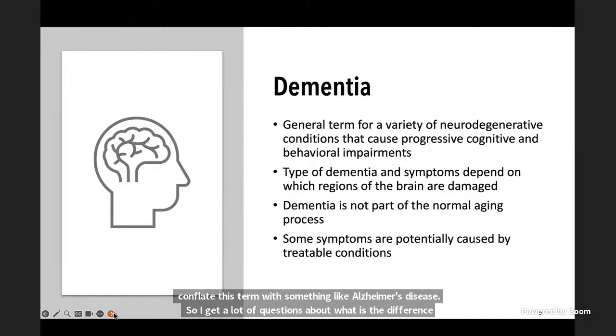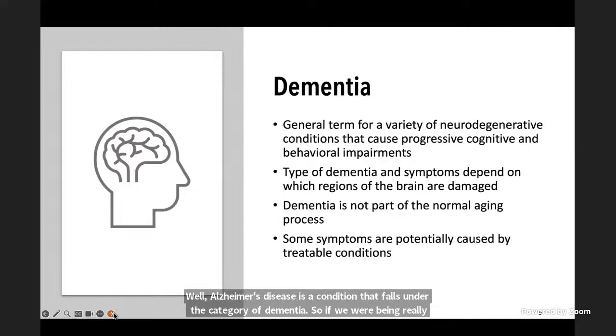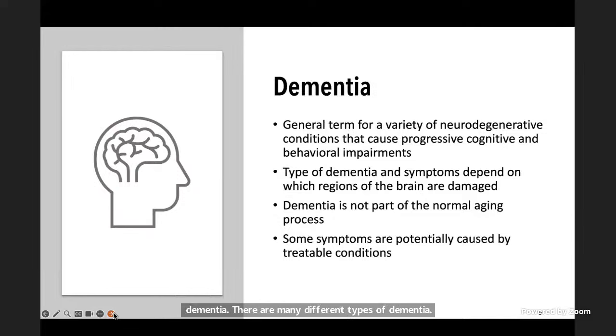So if we were being really specific, we would probably call Alzheimer's disease dementia of the Alzheimer's type. And we'll talk in just a minute about the other types of dementia that are out there. But one of the key takeaways from this is that there isn't just one type of dementia. There are many different types of dementia. It's also important to take away that dementia is not a normal part of the aging process. So dementia is something going wrong.